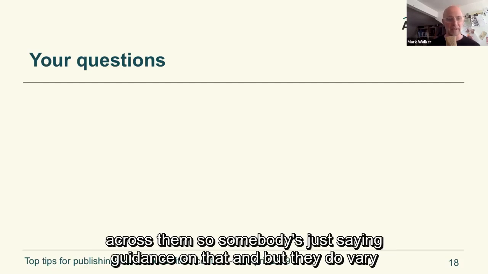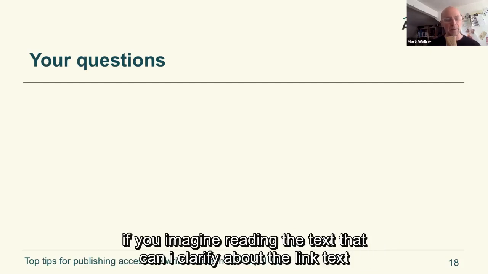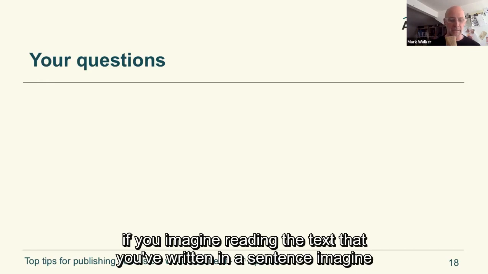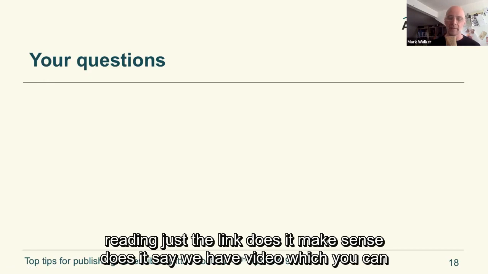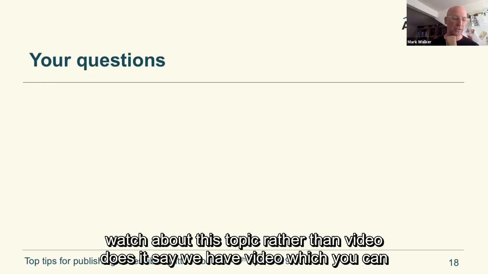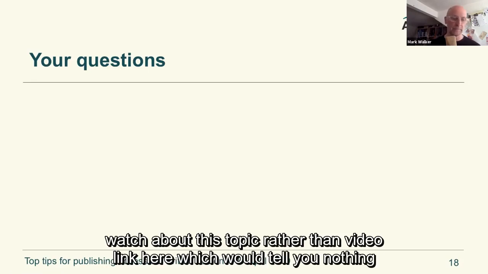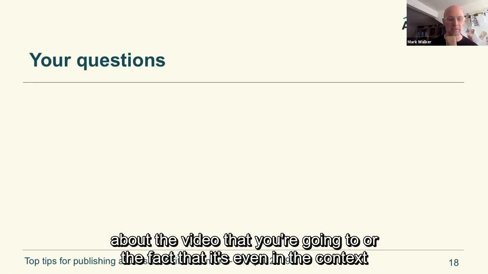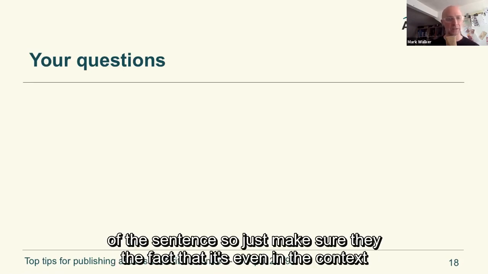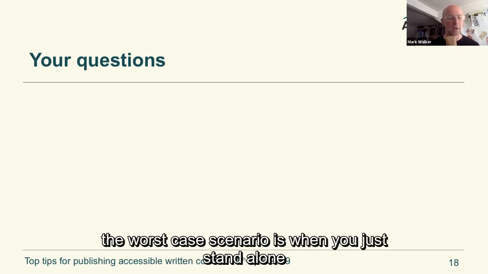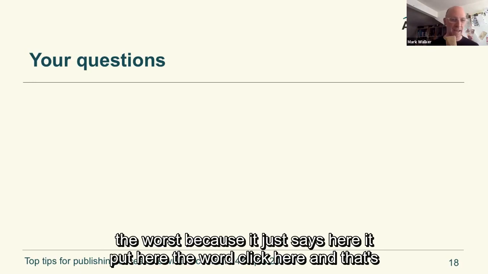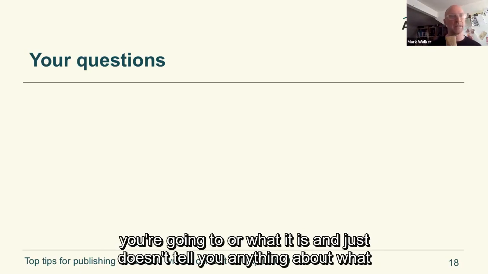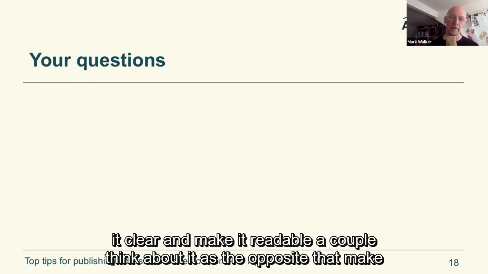So somebody's just saying, can I clarify about the link text? If you imagine reading the text that you've written in a sentence, if you imagine reading just the link, does it make sense? Does it say, we have a video which you can watch about this topic, rather than video link here, which would tell you nothing about the video that you're going to, or the fact that it's even in the context of the sentence. So just make sure they stand alone. The worst case scenario is when you just put the word click here, because it just says here. It doesn't tell you anything about what you're going to or what it is. And just think about it as the opposite of that. Make it clear and make it readable.